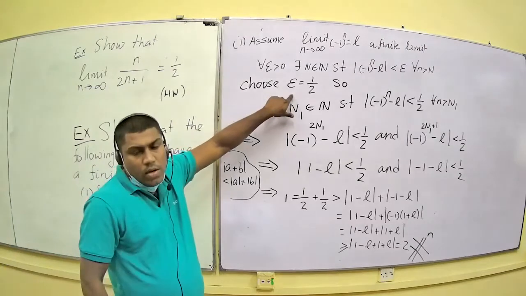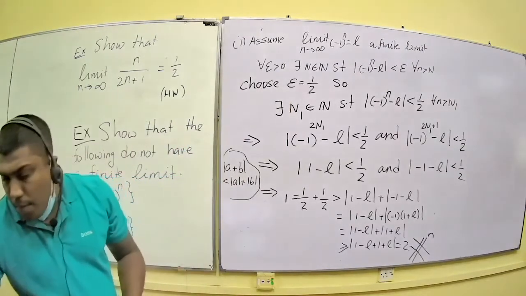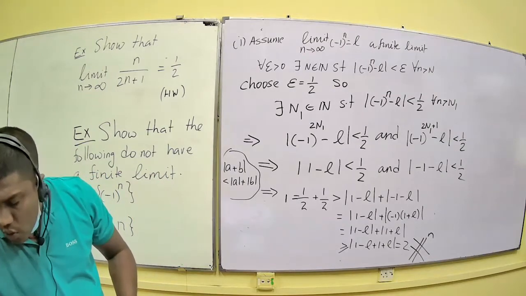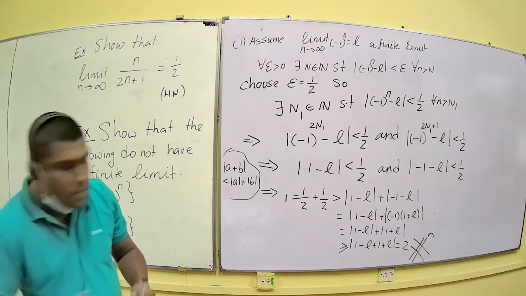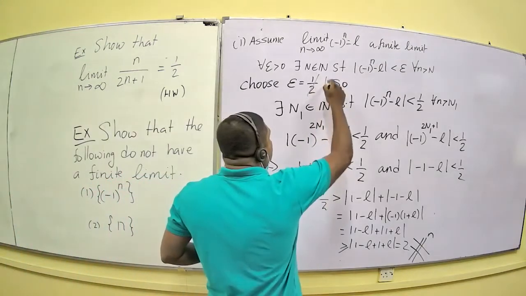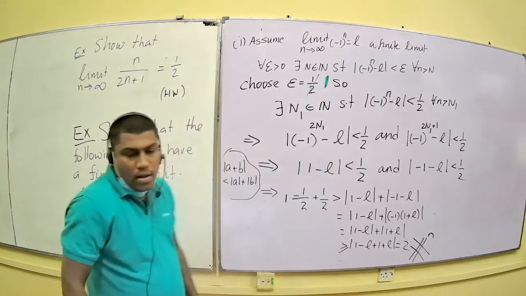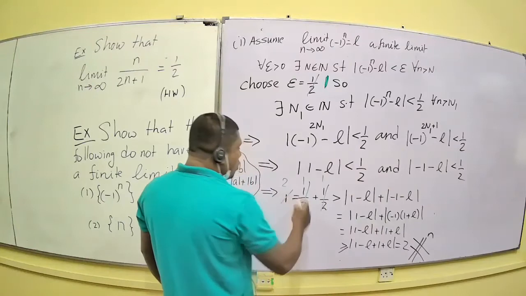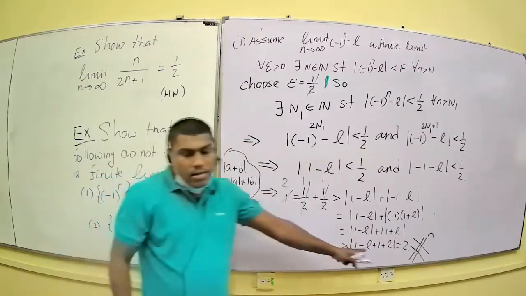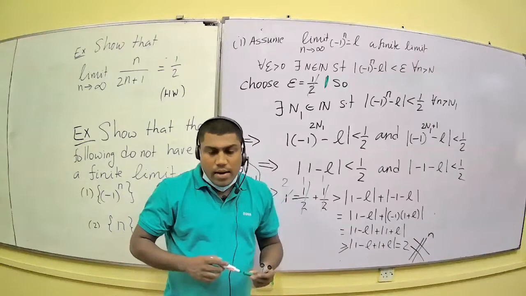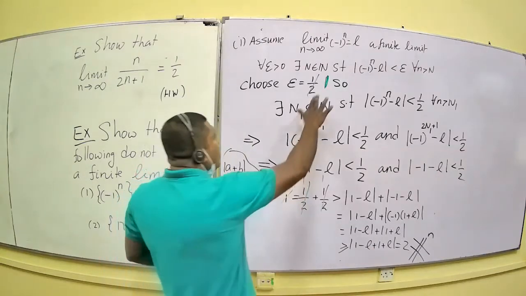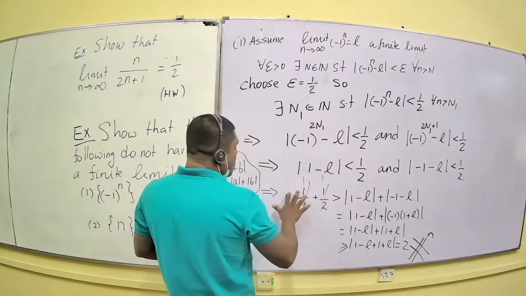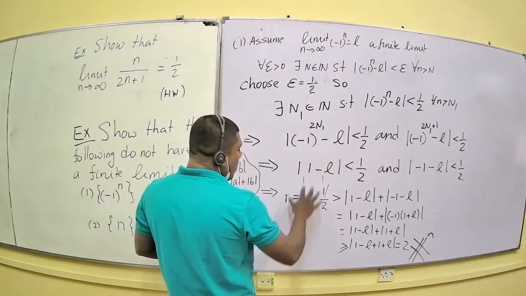Why is this half chosen? Suppose, just for the argument, you choose this as 1. So instead of this, if you choose this as 1, this is basically 1, this is basically 1, and this is 2. Then this contradiction doesn't work. So that is why we choose epsilon equal to half. Choosing half is important.